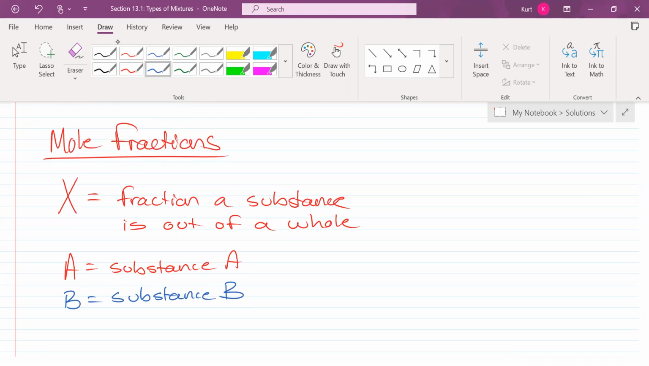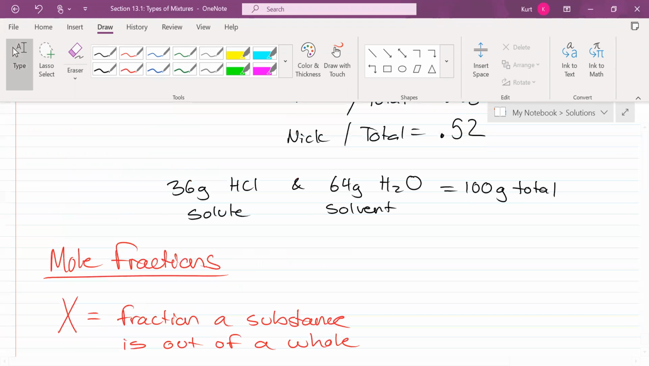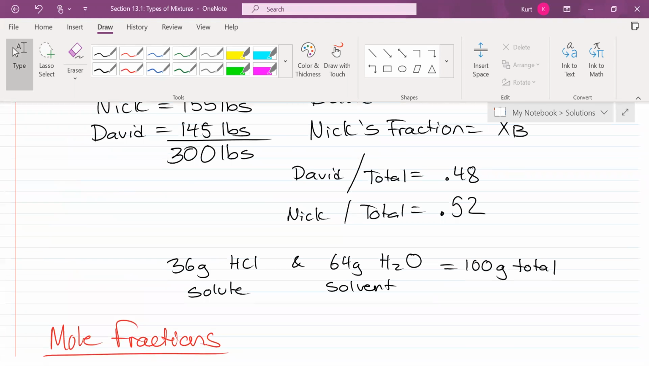All you have to do is try to calculate, like I did yesterday. I combine Nick's weight and David's weight together. They both weigh 300 pounds. I calculated how much David is of the total, and he's 48% or 0.48. That's what your answer is going to look like. It's going to be between 0 and 1.0. So David is 0.48 or 48%. Nick is 0.52 or 52%.